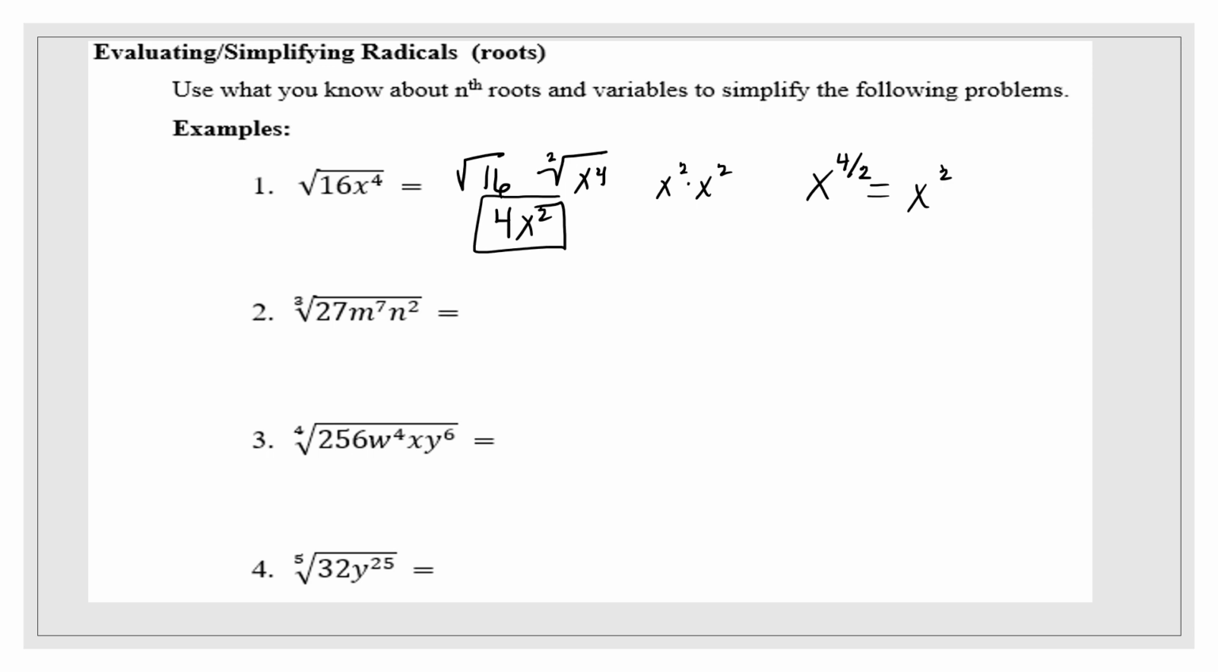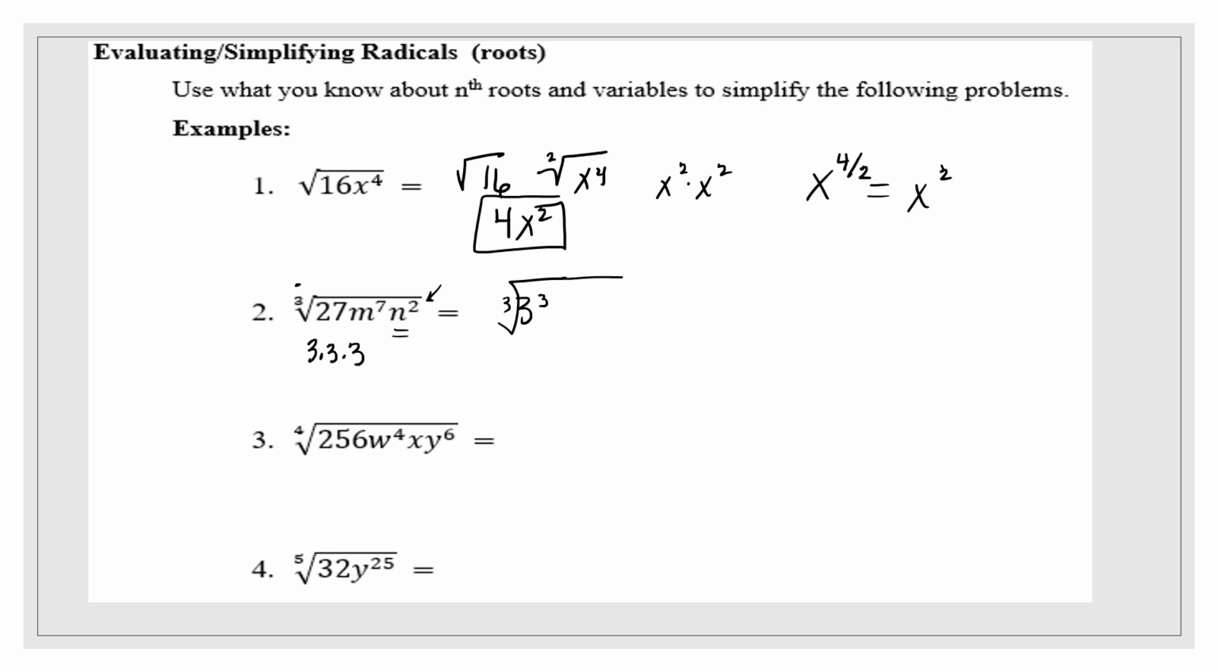Our next example, the cubed root of 27m to the 7th n squared. Remember, if the power is smaller than the root, it won't simplify, so that will stay under the radical. So the cubed root of 27, 3 multiplied by 3 by 3. So this would be the cubed root of 3 cubed.